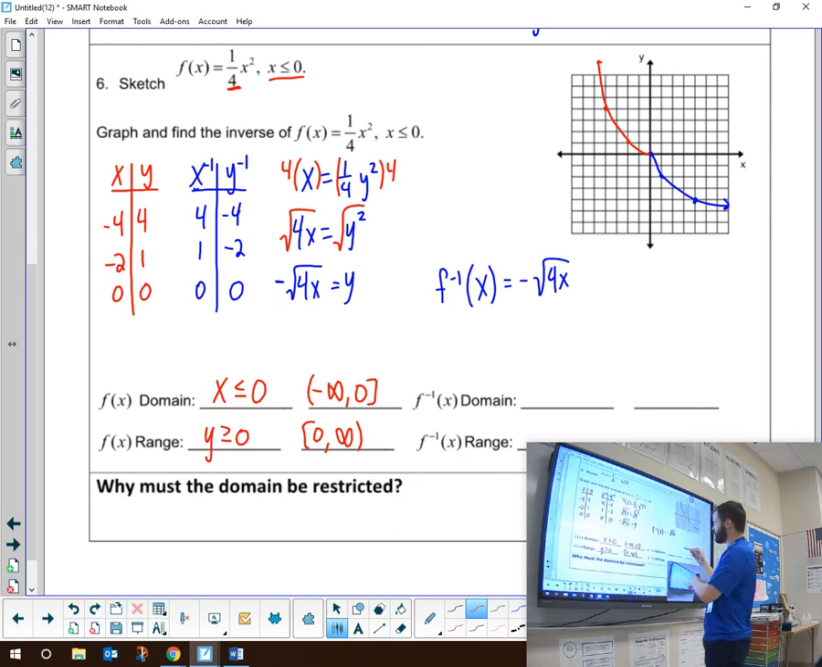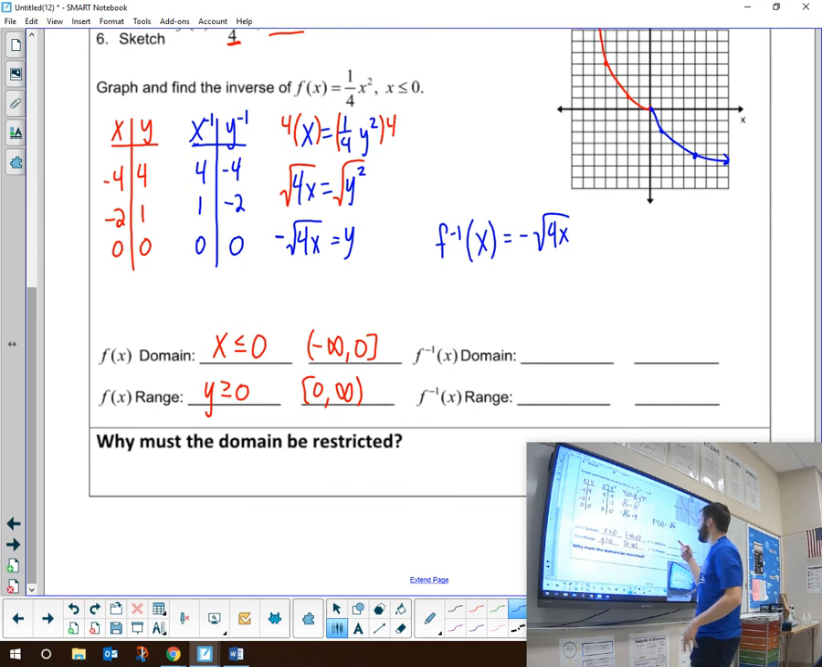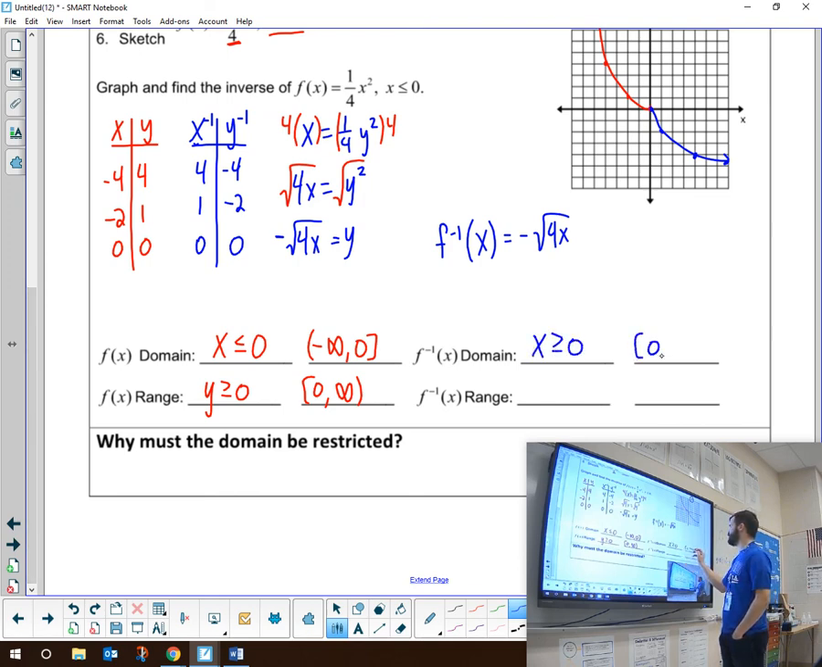And then we know that those are going to be flipped for these over here, right? So we're going to have my domain here. It's going to go out to the right for forever. So we're going to go x is greater than or equal to 0 or 0 to infinity. And then my range, it's going to go down for forever. So we're going to have y is less than or equal to 0 or negative infinity to 0.